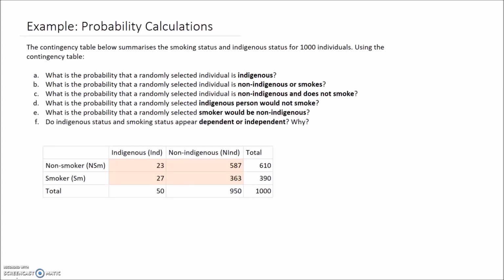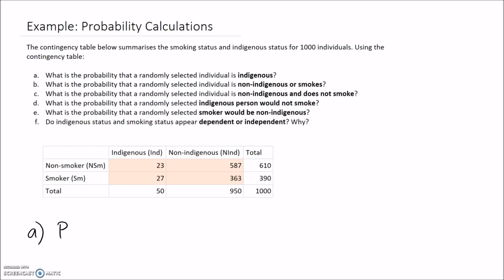So in this video I'm going to go through a series of probability calculations, and it's going to be based on a contingency table that was generated in the previous video. So please go back and review that one if you're interested in how to generate the table. The table summarizes the smoking status and indigenous status for 1,000 individuals, and using this table we're asked a series of questions. So the first one is, what is the probability that a randomly selected individual is indigenous?